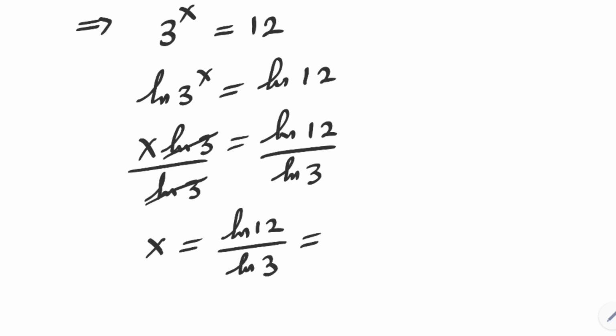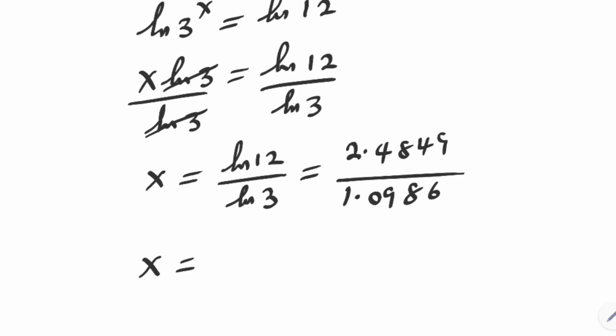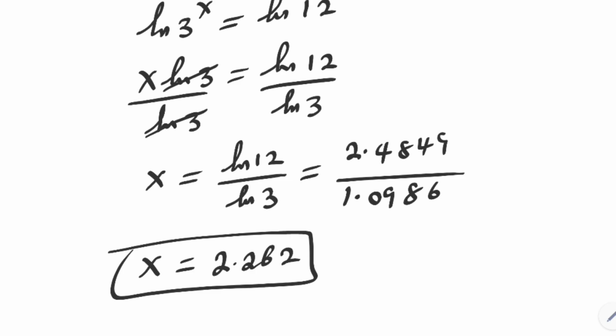And this is equal to ln of 12 is 2.4849, then over ln of 3 is 1.0986. x will be equal to 2.262. This is the value of x if you use your natural logarithm and you want to use your calculator. You can see that you are having the same answer for both methods.